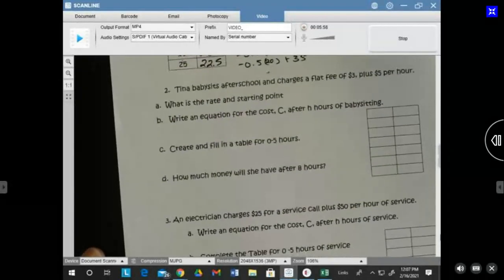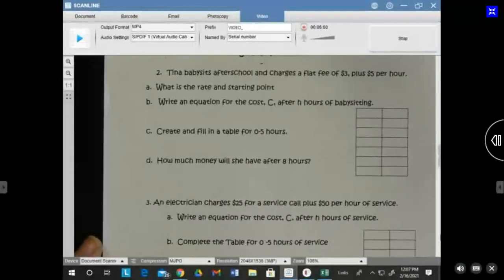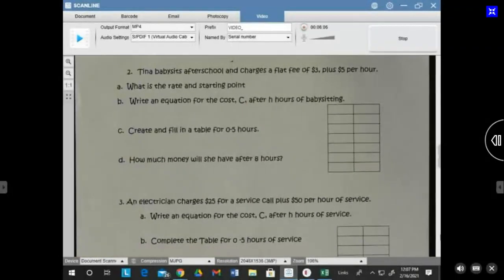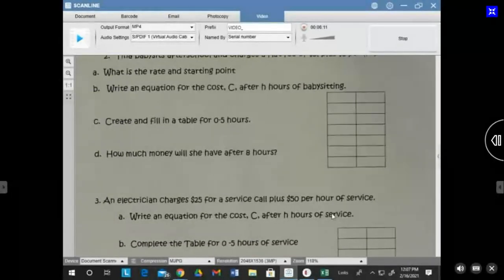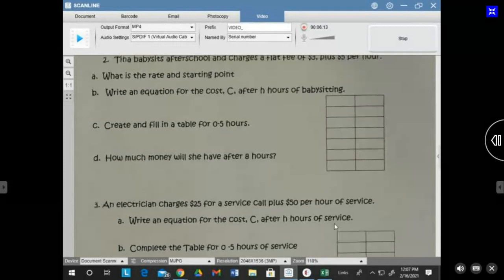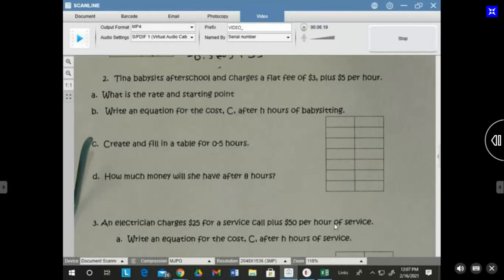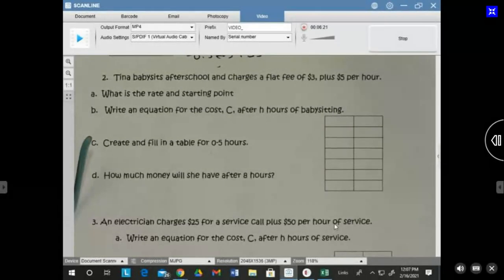So let's talk about Tina. Tina's babysitting. To come to your house, Tina's going to charge $3 to drive over. Well, she can't drive. She doesn't have her license. So she's got to take the bus. And that bus ticket's going to be $3. So she's going to charge you $3 just to get there. Okay. What does that make that 3? Good. That's her starting point.